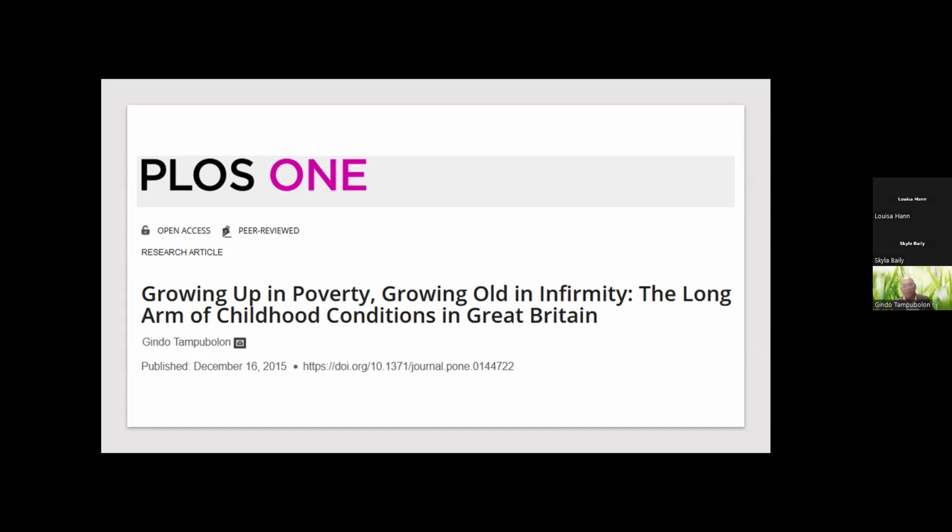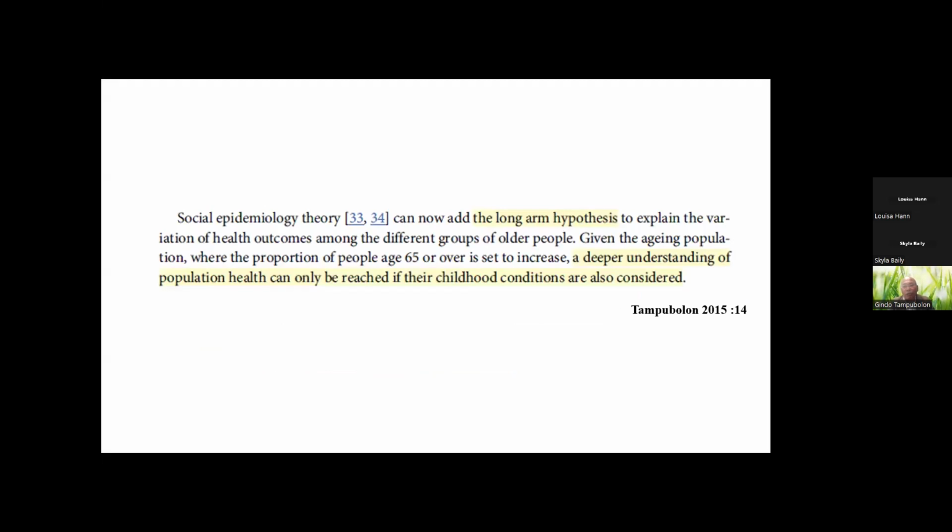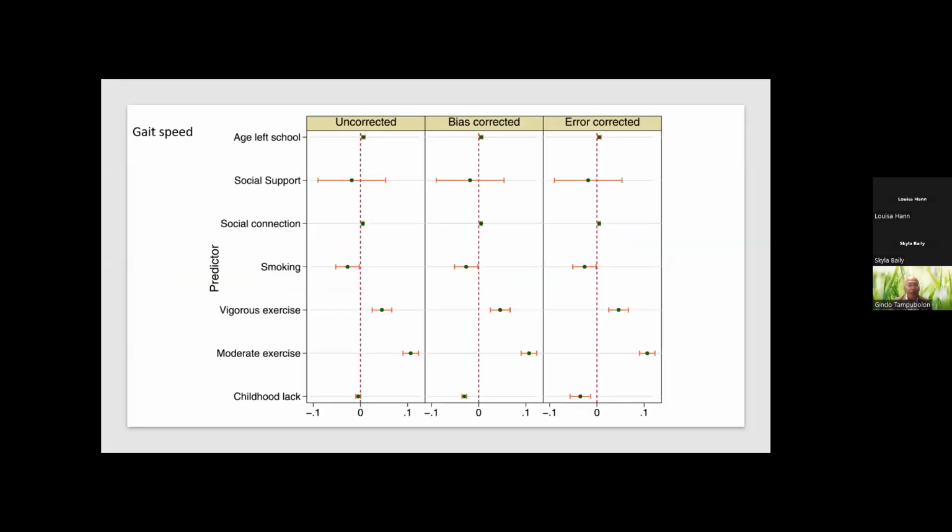So that's my motivation, partly, in devising two methods to solve this in order to arrive at my final aim: understanding growing up in poverty, whether it also means growing old in infirmity. I'll show you the evidence later, but my conclusion is that it does matter. A deeper understanding of population health, especially older population health, can only be reached if their childhood conditions are considered. I'll show you some examples.